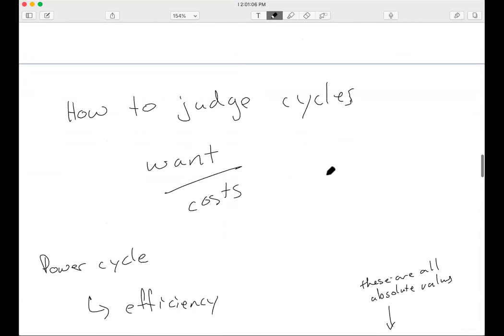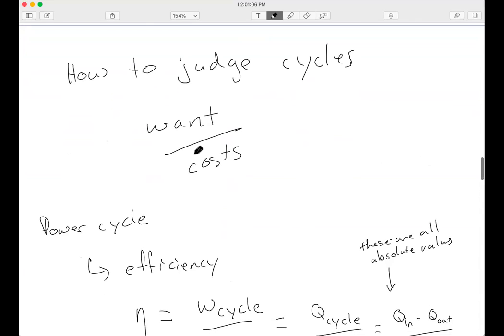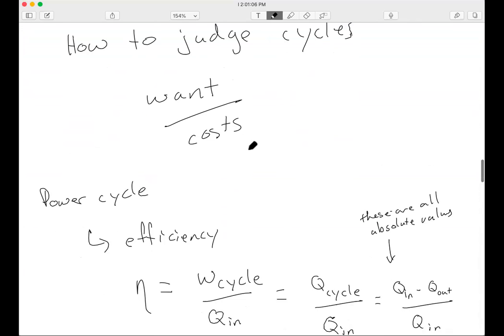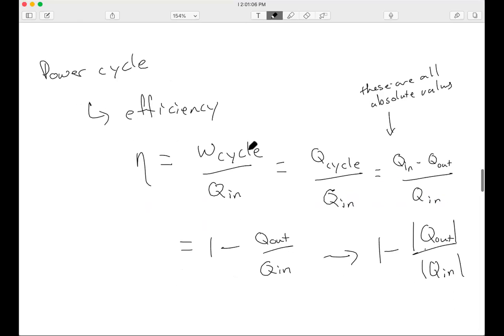So how do we compare different cycles? The way we do it is to look at what we want to achieve, to produce, and divide it by what costs money, what we have to input. The simplest maybe is a power cycle. For that, we define something called an efficiency. We're trying to produce work, but the fuel, the heat in, is what costs money. So we divide the work by heat in, and that's what we get.